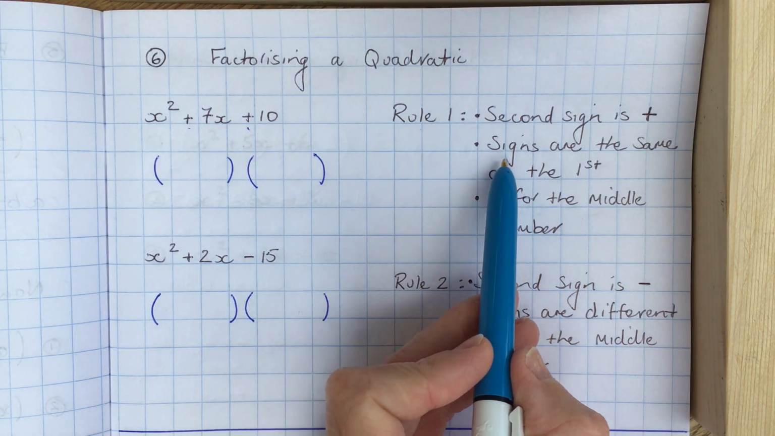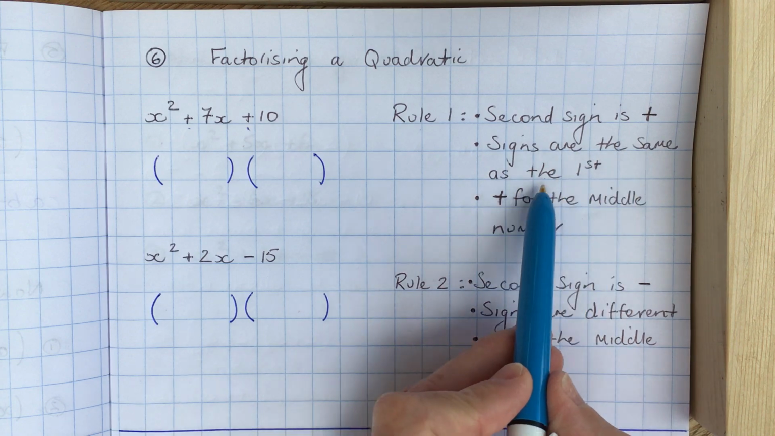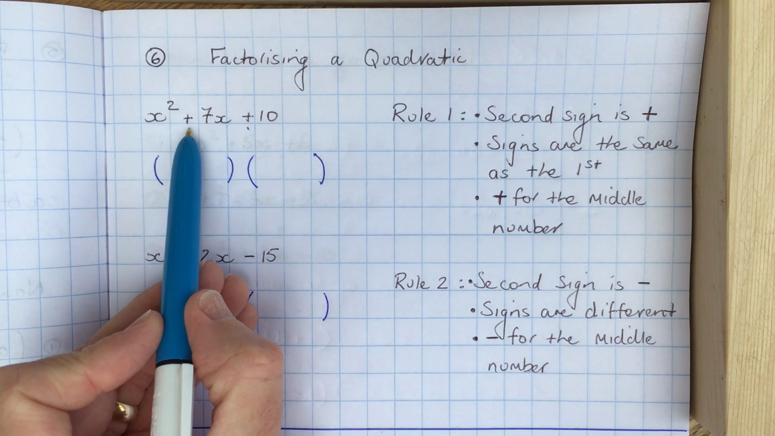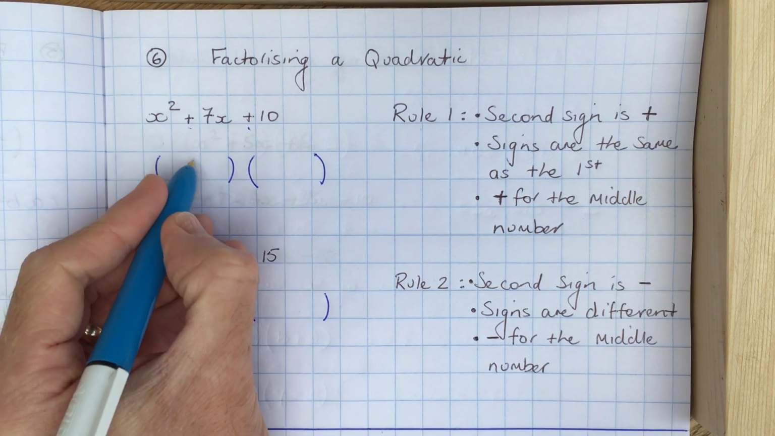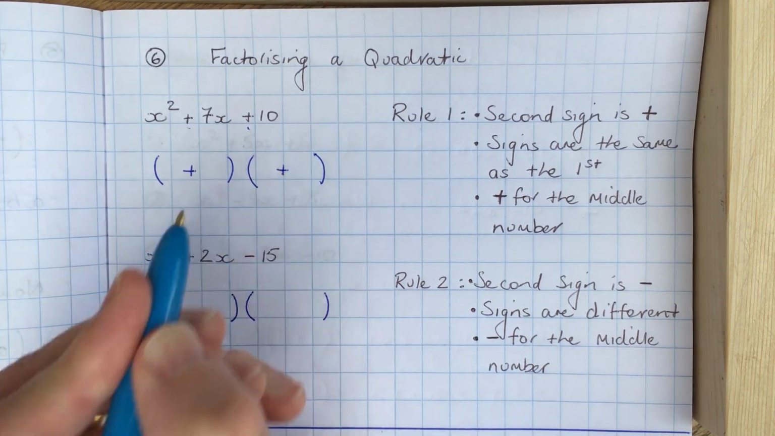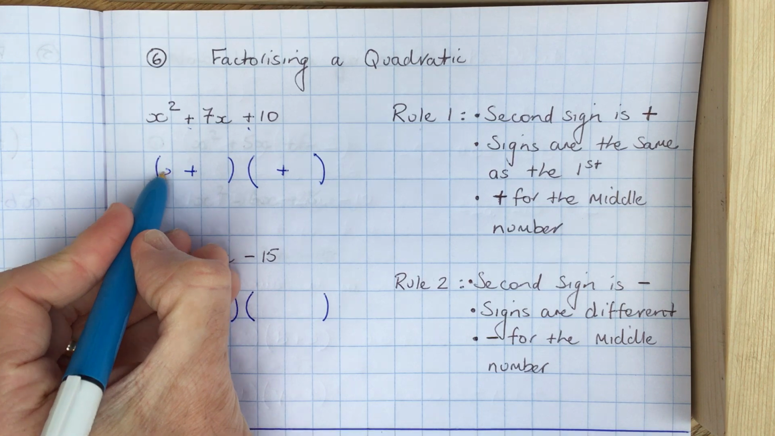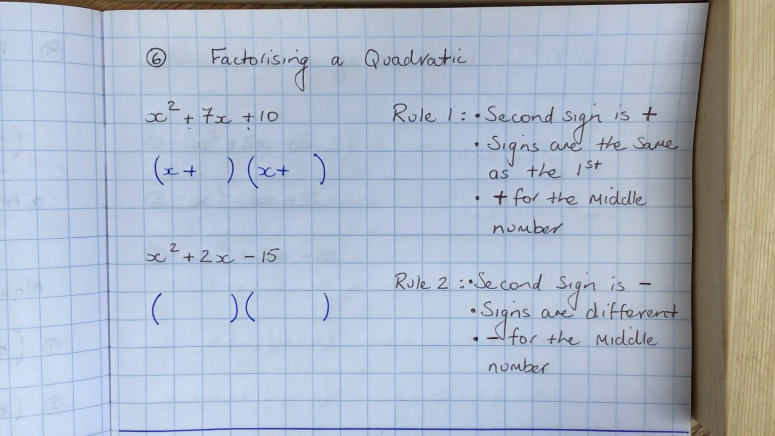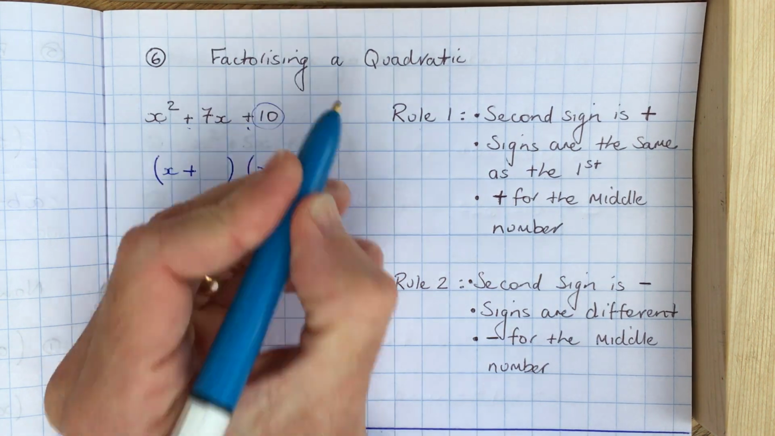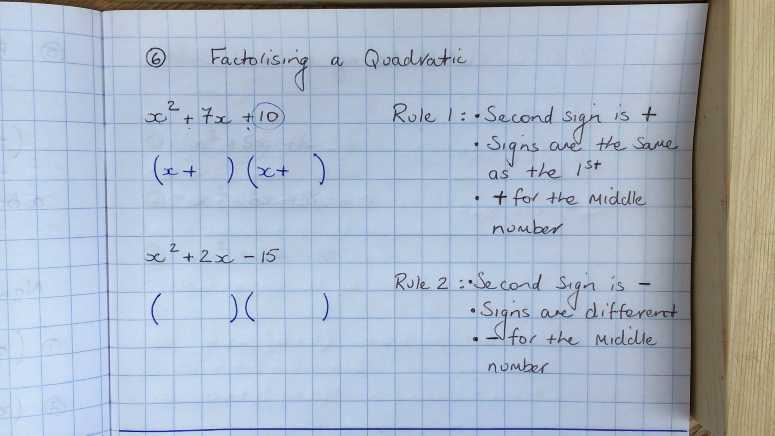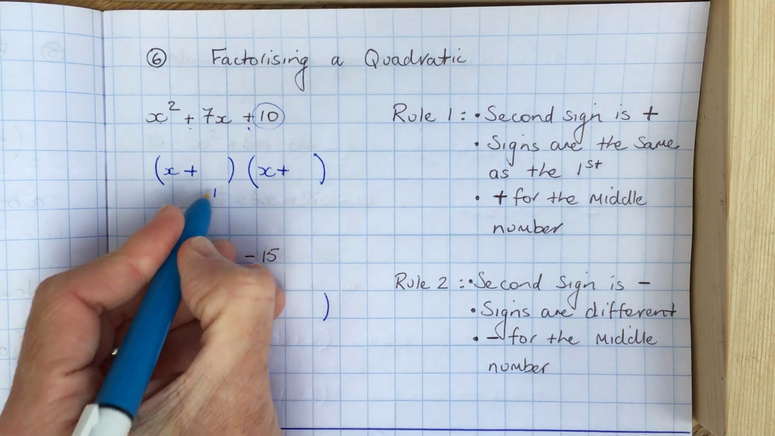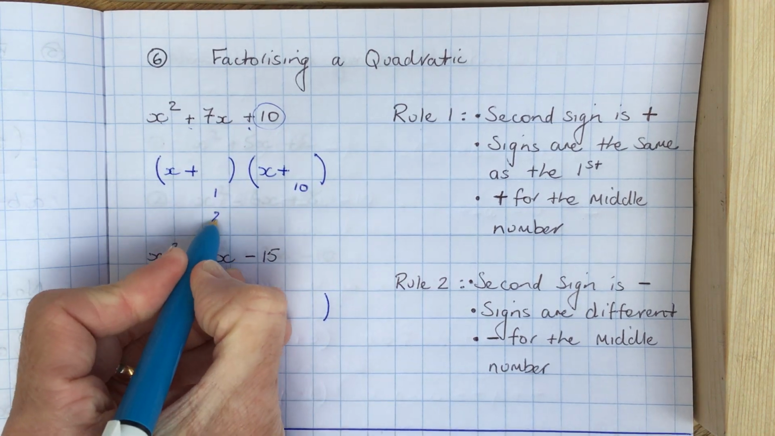Now, second line here, the signs are the same as the first. So the first sign in our question is a plus, so I need to put a plus at the start of both of these. Now we use our knowledge of quadratics, and we know x must go at the start of both of these brackets because when they're multiplied out it generates your x squared. Next step, we need to write the factor pairs of this last term here. So I'm going to write the factor pairs of 10. 1 and 10, 2 and 5.